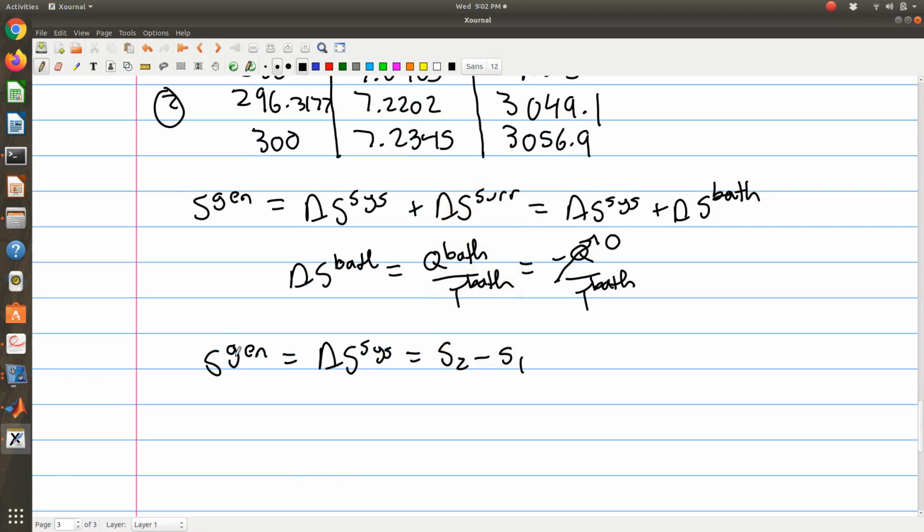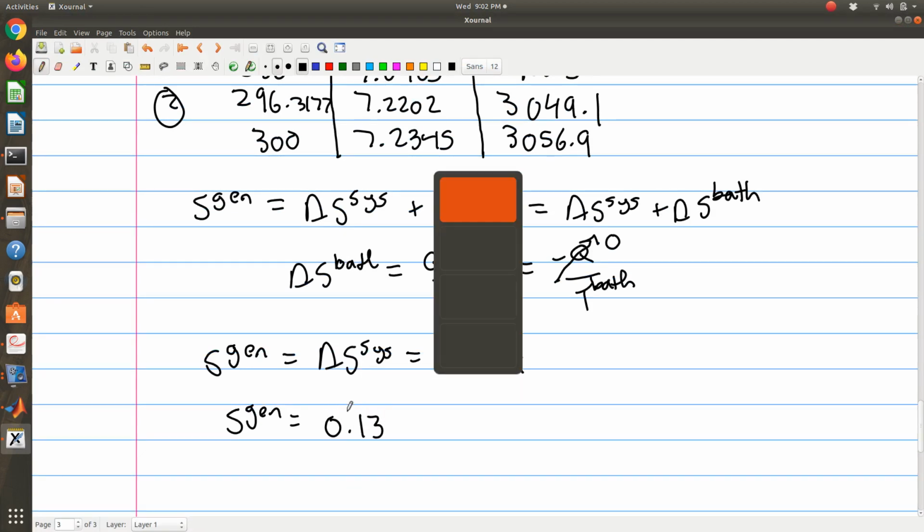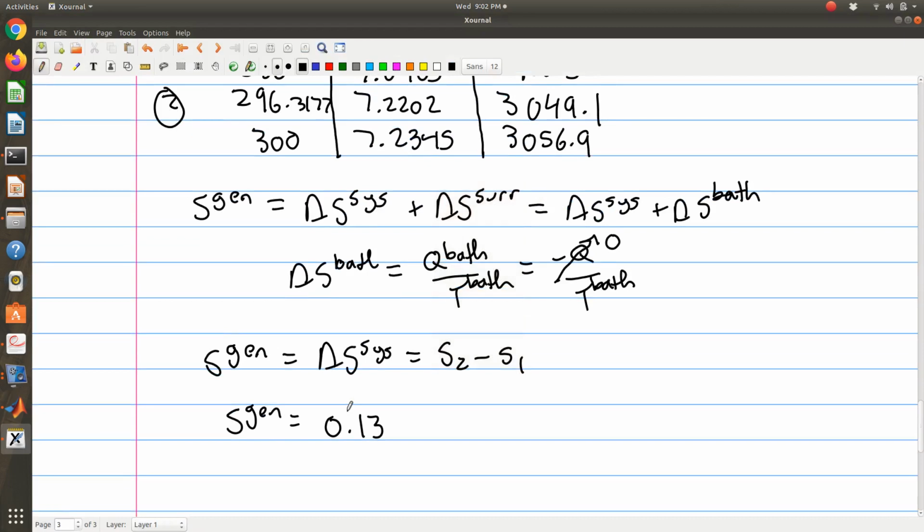So my entropy generation is positive, good, just like it should be, of 0.1349. So Sgen is going to be equal to 0.1349 kilojoules per kilogram Kelvin.